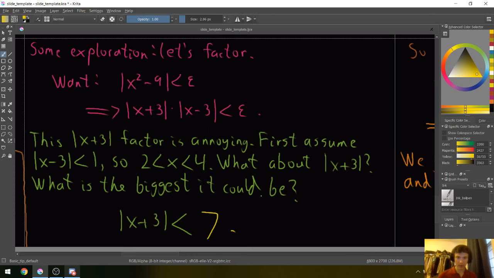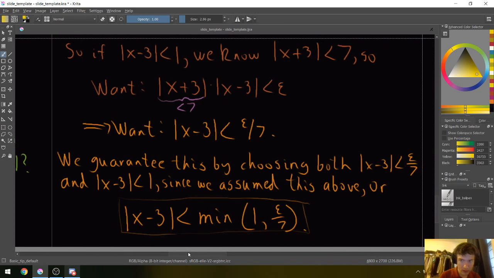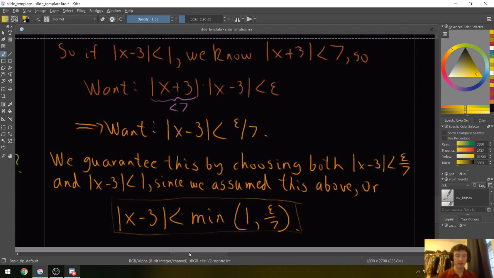That helps us out, because if we look back at the pink line, we're trying to bound this product, and now we know one of the factors is upper bounded by 7. So now I'm going to use that in the next line. If we've restricted the values of x we're considering to 2 is less than x is less than 4, which means the absolute value of x minus 3 is less than 1, now we can replace that annoying factor, the absolute value of x plus 3, in this product by 7, since we know this is bounded above by 7.